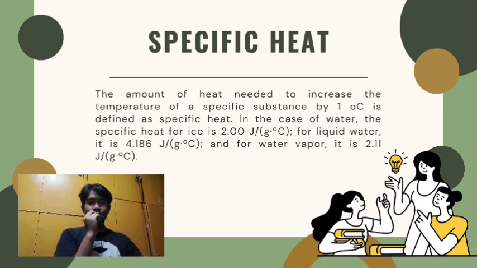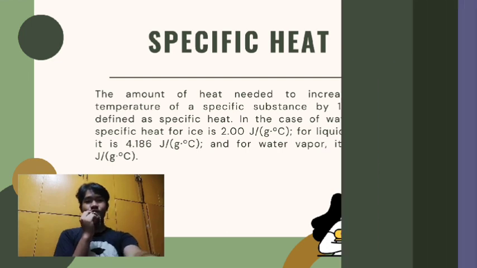However, the amount of heat will depend on the quantity of material. The amount of heat needed to increase the temperature of a specific substance by 1 degree Celsius is defined as specific heat. In the case of water, the specific heat for ice is 2.00 joule per gram degree Celsius. And for liquid water, it is 4.186 joule per gram degree Celsius. And for water vapor, it is 2.11 joule per gram degree Celsius.